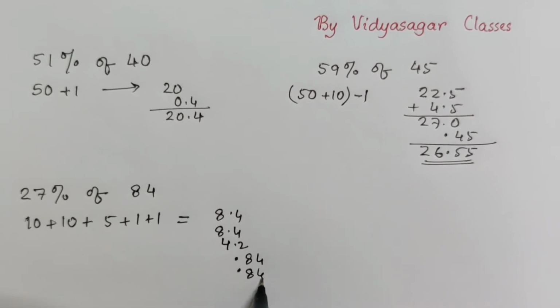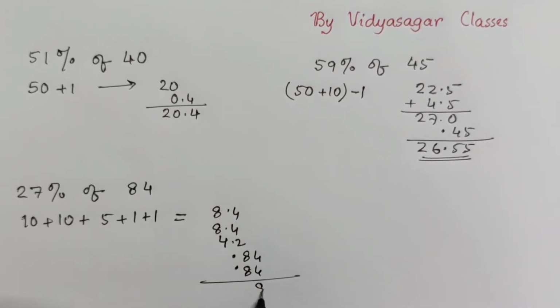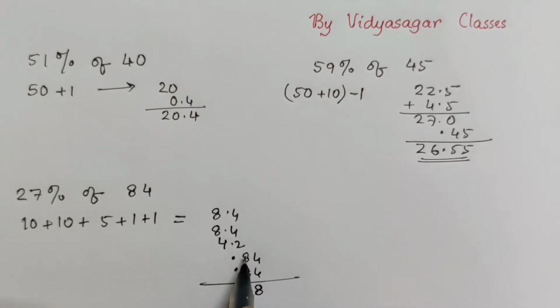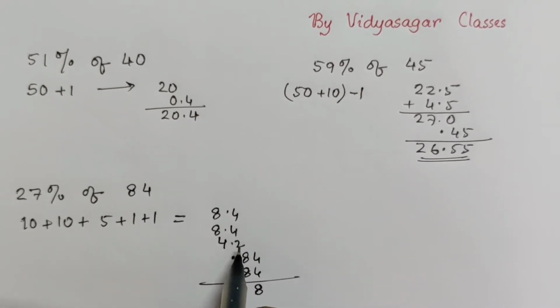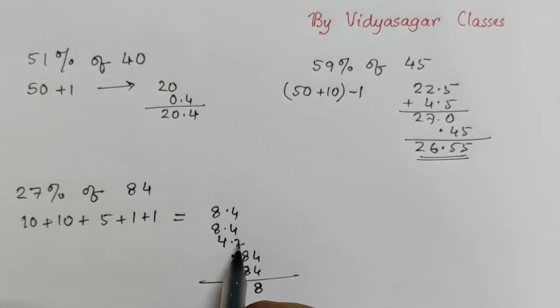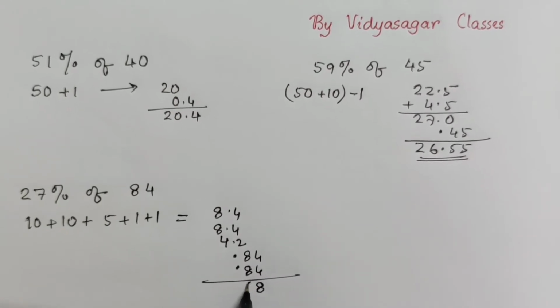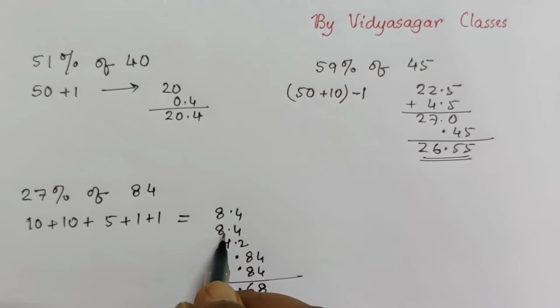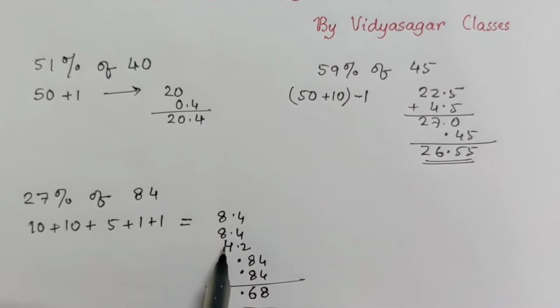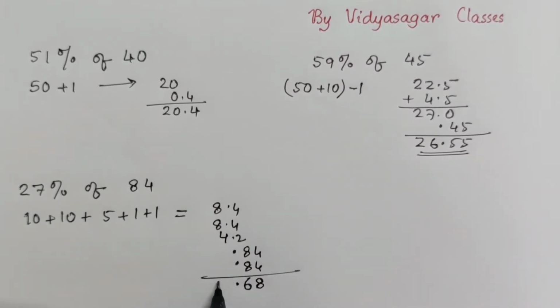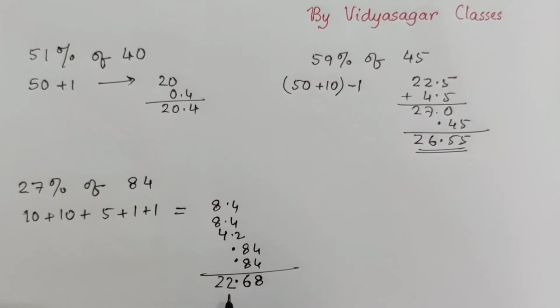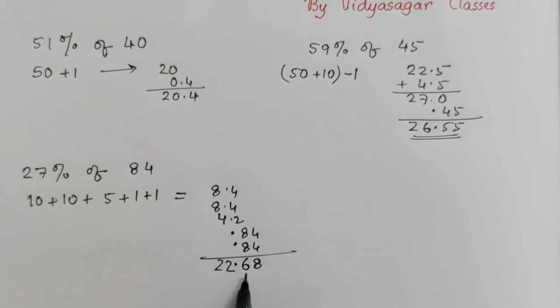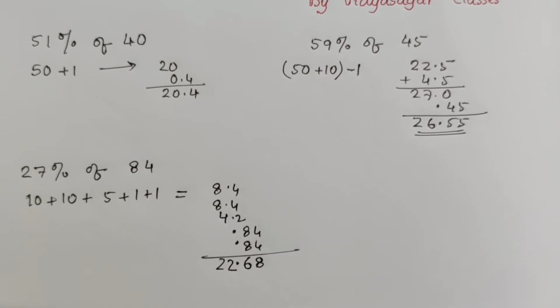Again 0.84. We add: 8 plus 8, 16, 16 plus 4, 20, 20 plus 4, 24, 24 plus 2, 26. Now 8 plus 2, 10, 10 plus 8, 18, 18 plus 2, 4 is 22. So this is 22.68. This is the answer.